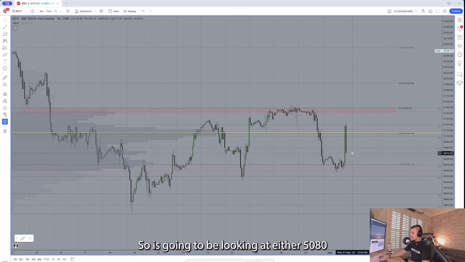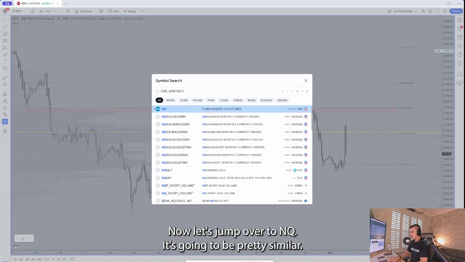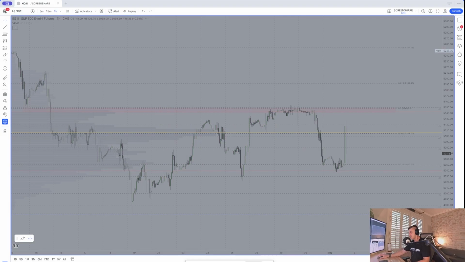So ES going to be looking at either 5080 or that downside 50-50 again here on ES. Now let's jump over to NQ. It's going to be pretty similar. If this chart would load.